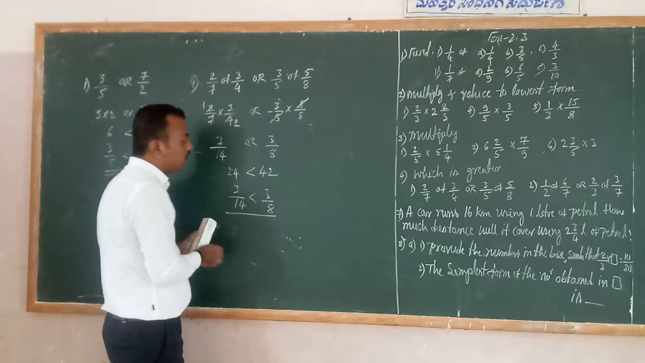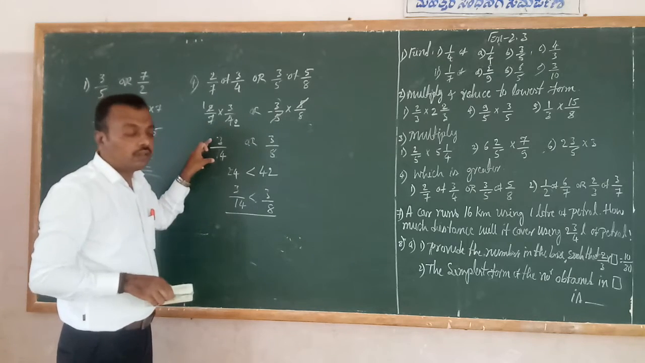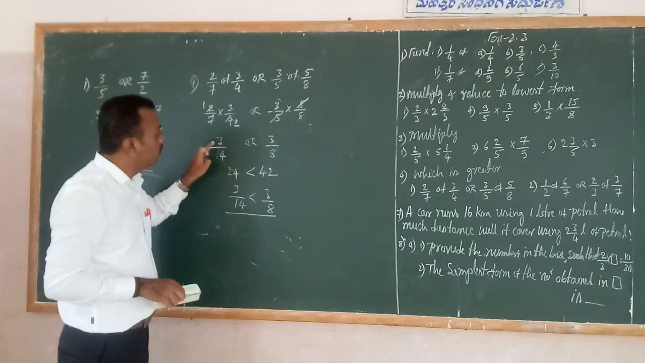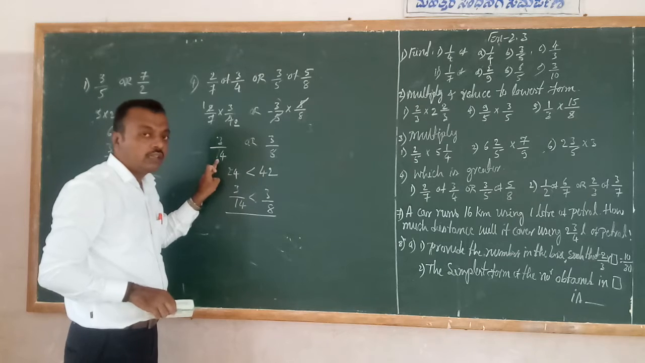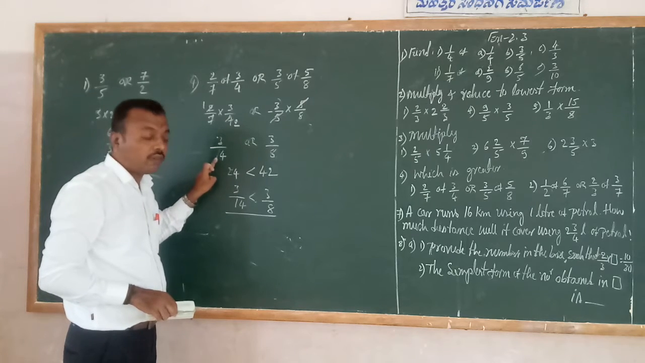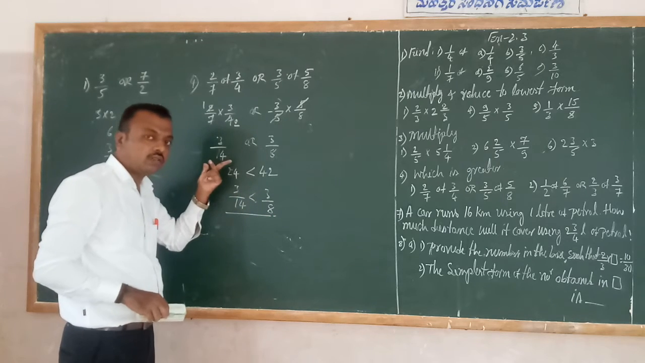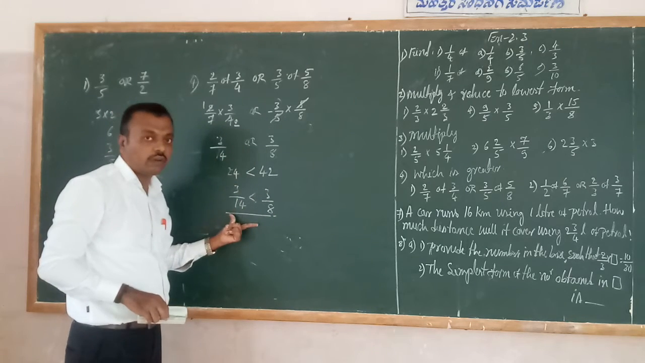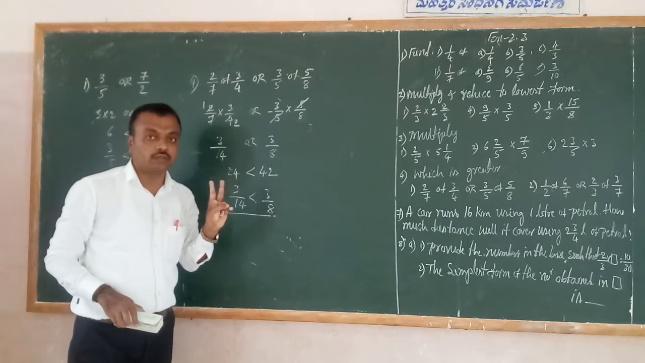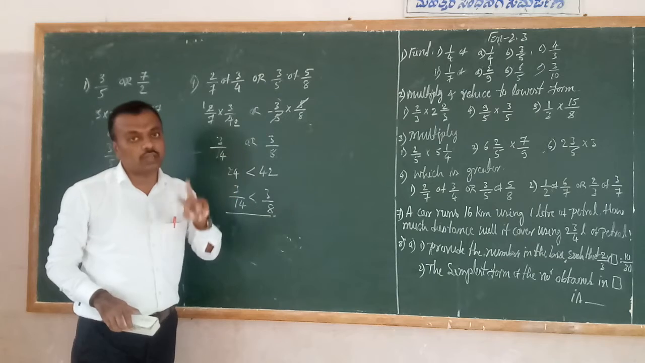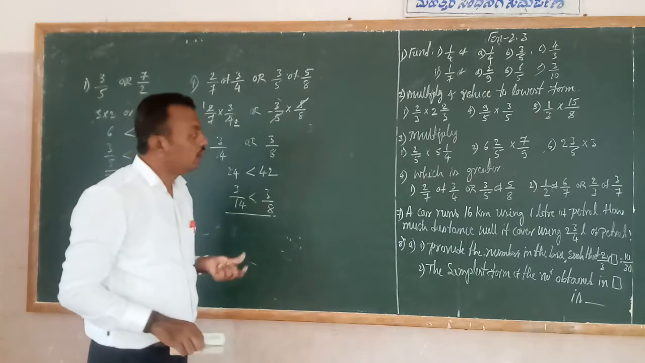Very simple. Otherwise, if you are using the case 2 method, what is that? The numerators are the same, so depend upon the denominator. 14 is the bigger denominator, that's why it is the smaller fraction. So 3 by 14 is smaller, 3 by 8 is bigger. Like this also you can find out. This method is applicable only when two fractions are given. If three or more fractions are given, it is difficult to apply these tricks. That's why I told it.